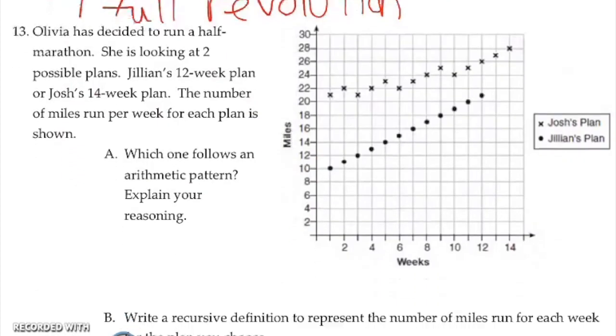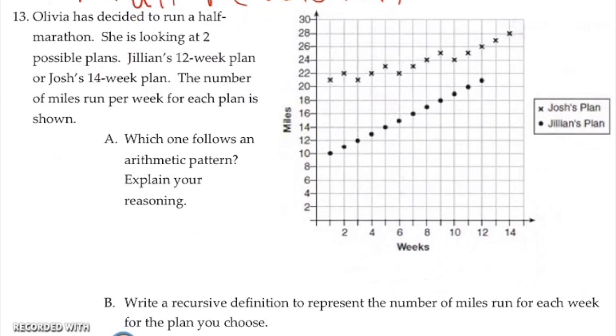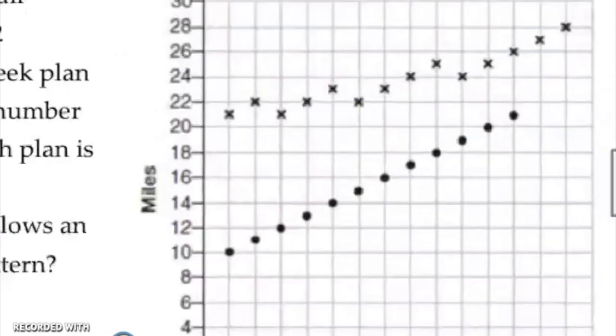All right, next one. Olivia decides to run a half marathon. She's looking at 2 plans. Jillian's is a 12-week plan. Josh's is a 14-week plan. The number of miles run per week for each plan is shown, which is arithmetic. Arithmetic should make you think that you're adding the same amount. Now, which one of these is that happening in? Well, I see that Josh's is going up, down, up, down, up, down, up. So I see that his is not arithmetic. And I can tell from the way the question is worded that one of them has to be. So I'm going to guess it's Jillian's, but let's see why.